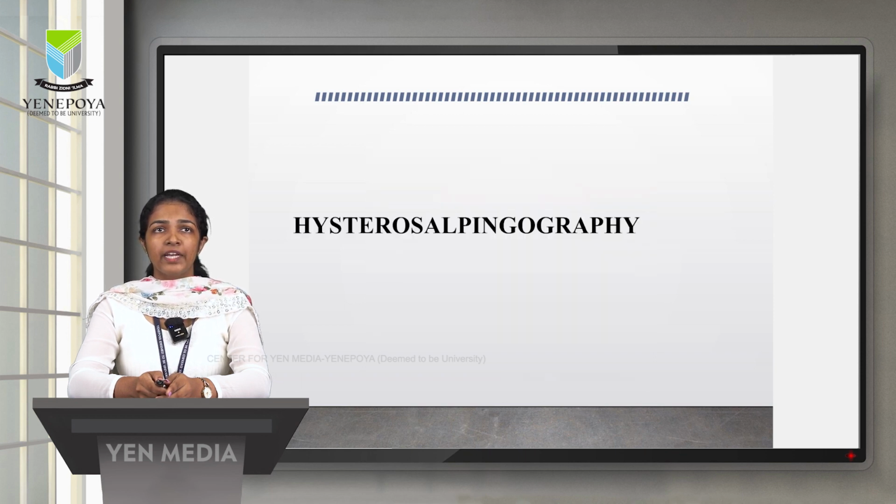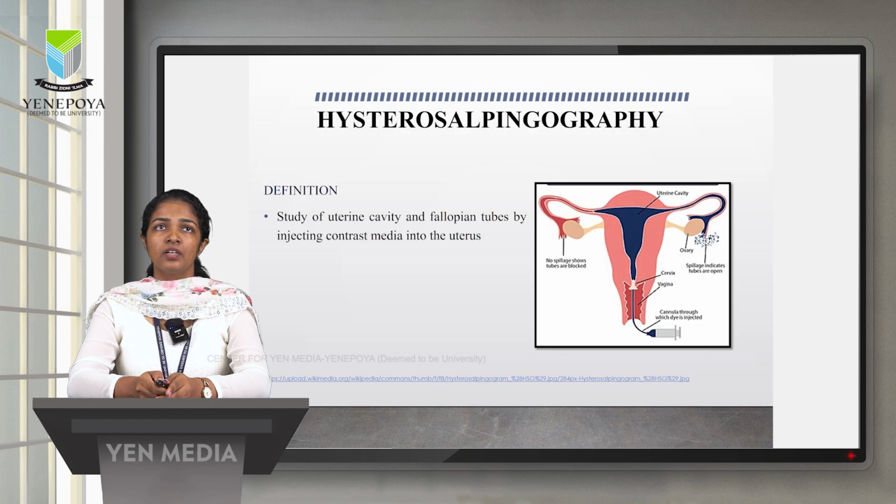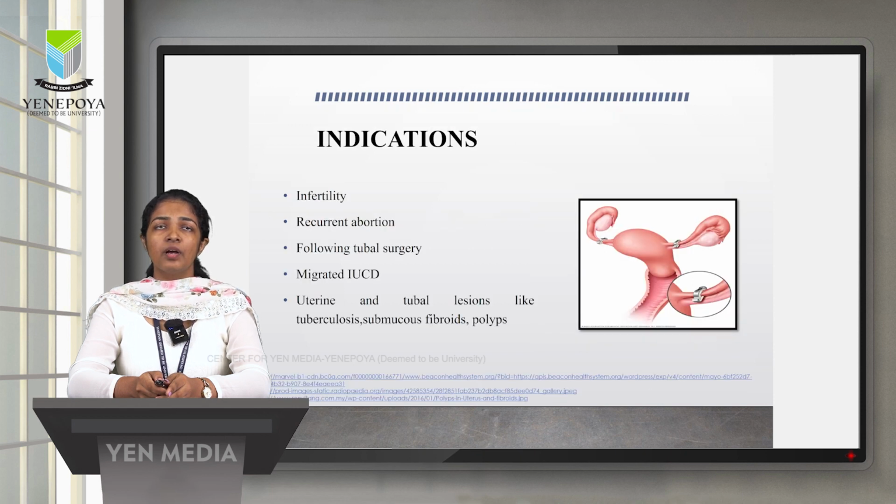Coming to the main topic, hysterosalpingography, also known as HSG. HSG is a radiological procedure to study the uterine cavity and fallopian tubes by injecting contrast media into the uterus. Coming to the indications, in which conditions can we go for this procedure?